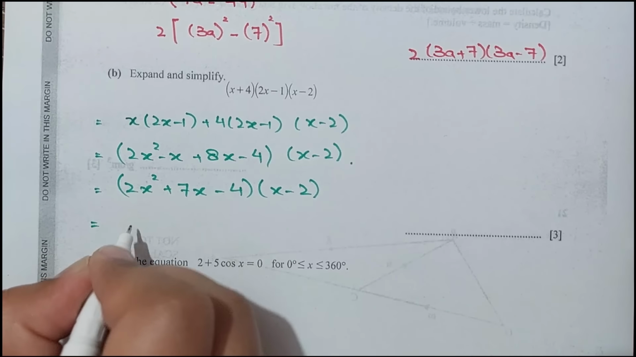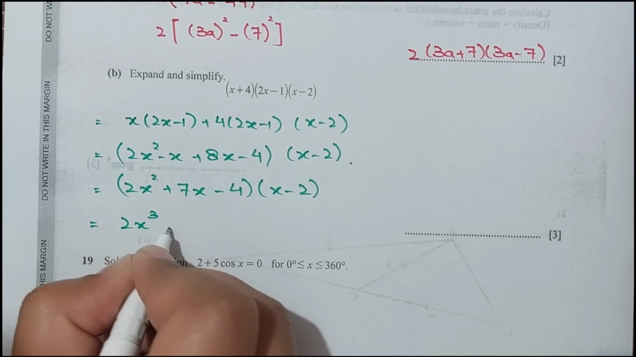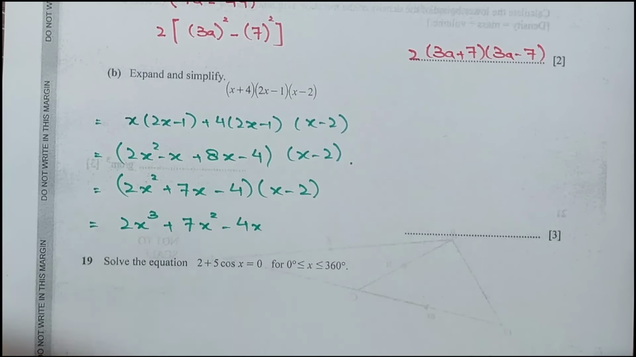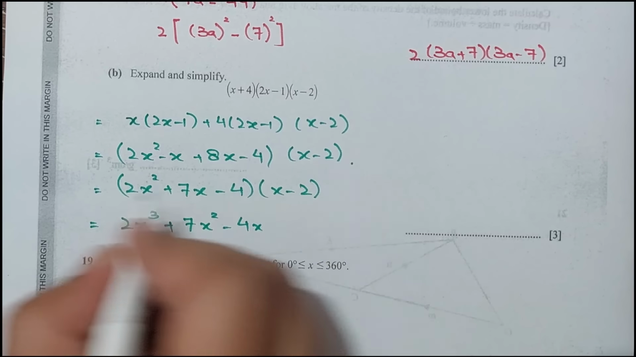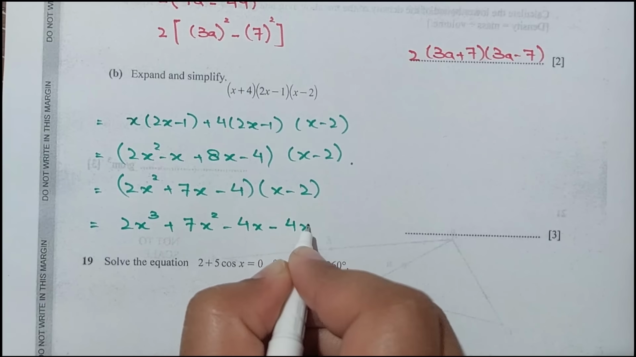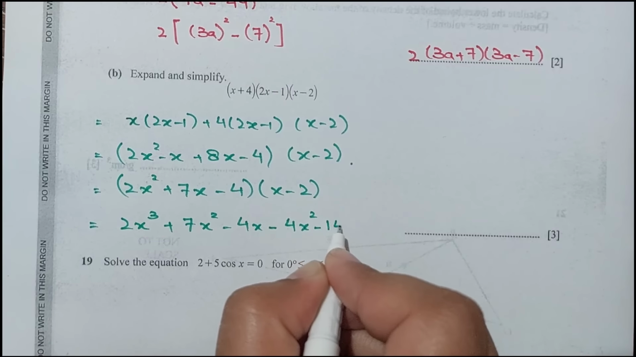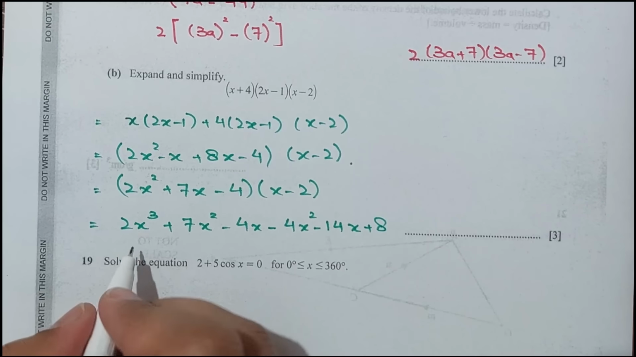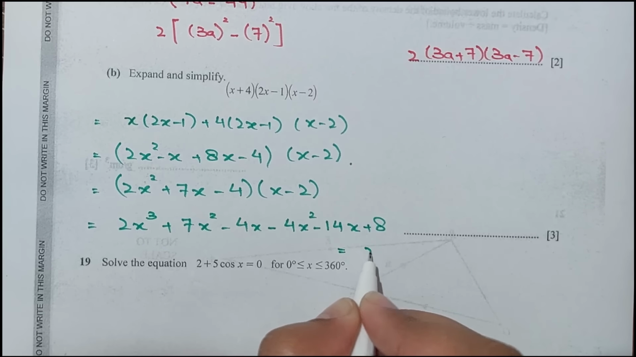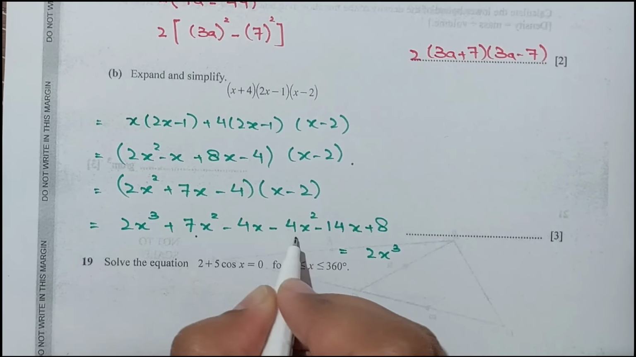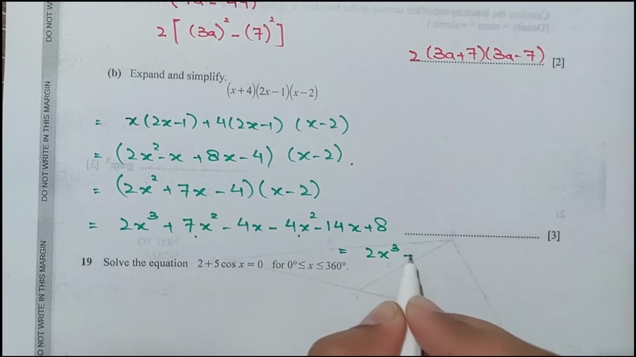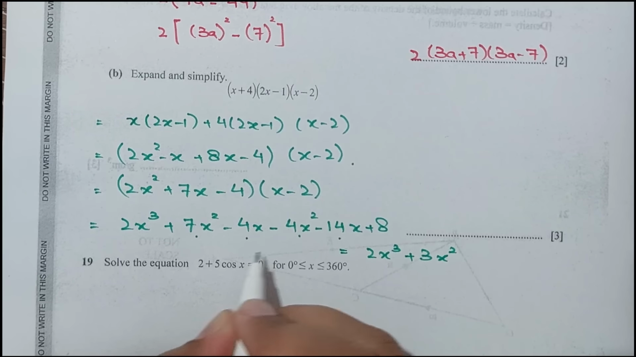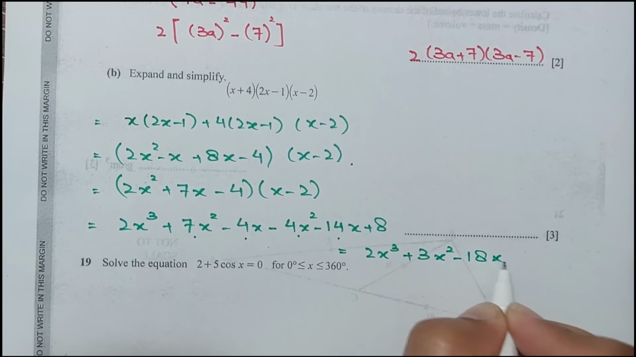So let's take a product with x. 2x cube plus 7x square minus 4x. I multiplied x, then I'll multiply with minus 2. Minus 2 times 2 is minus 4x square. Minus 2 times 7 is minus 14x. And minus 2 times minus 4 is plus 8. Simplified answer is 2x cube. These two are the square terms, minus 4 and plus 7, so plus 3x square. These two are x terms, minus 4x and minus 14x, so minus 18x plus 8.